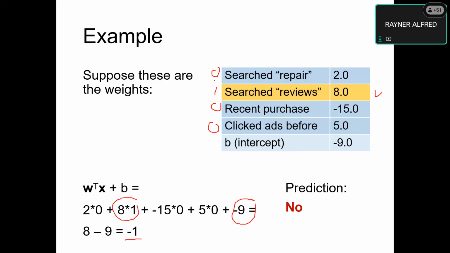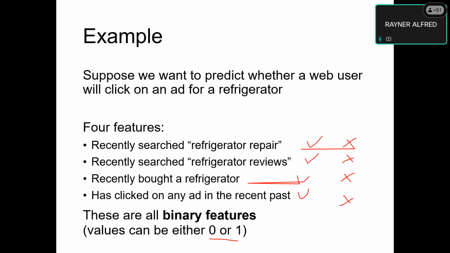So if a customer searches for reviews, there is no guarantee that he will buy. Suppose we want to predict whether a web user will click on the ad for a refrigerator only. Okay.